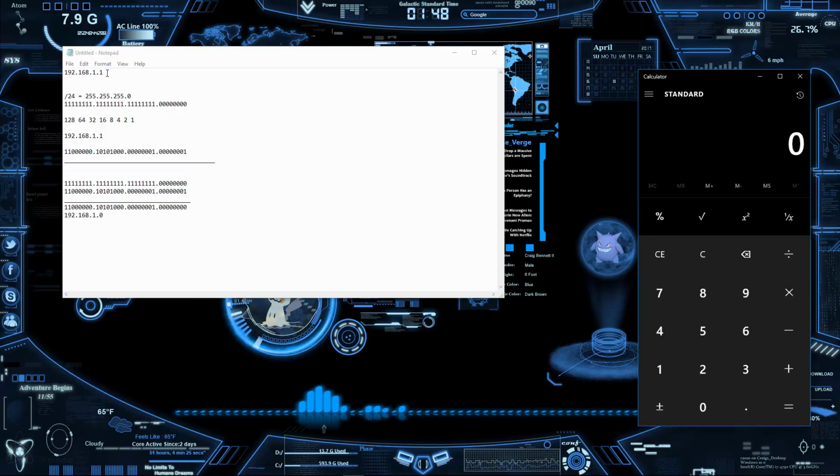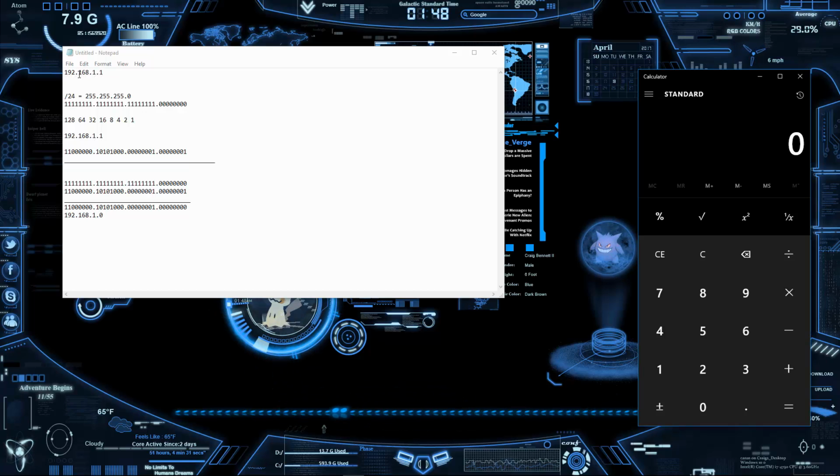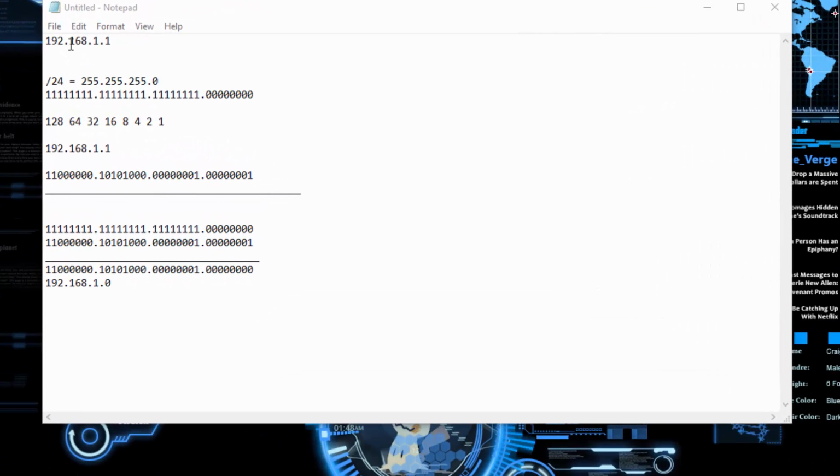For those of you who do not know, a normal IP address for a home or whatever, you might see 192.168.1.1, or maybe something like 10. Whatever, as long as it has 4 octets. Each one of these, separated by a dot, is called an octet.